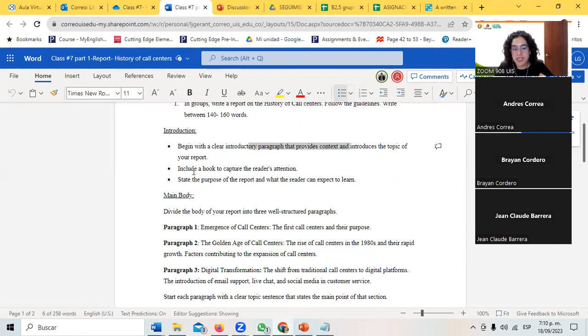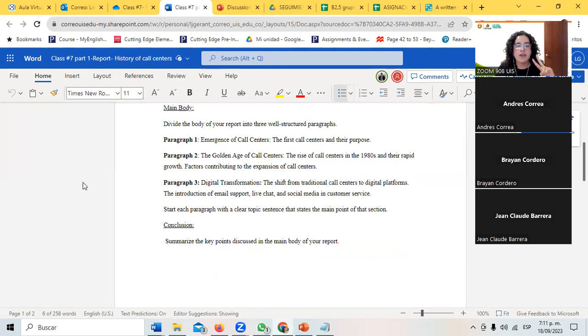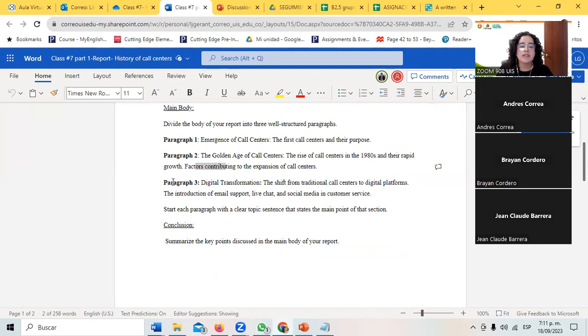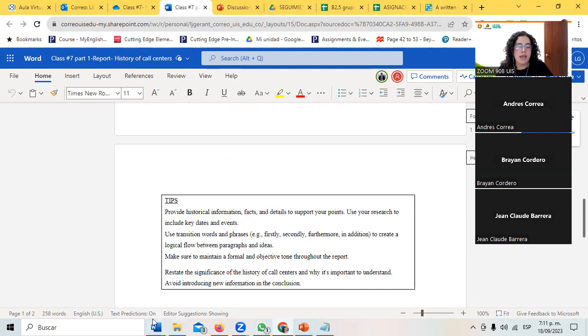Then we have the main body in 3 paragraphs, okay? The first paragraph is the emergence of call centers. So what was the first call center and their purpose? The second paragraph is the golden age. Remember the video talked about the golden age of call centers. So this was in the 1980s. Why did they grow so fast? What were the factors that contributed to the expansion of call centers? Then the digital transformation will be paragraph 3. So from traditional call centers to digital platforms. And then, of course, start each paragraph with a clear topic and add subtitles for each section. In the conclusion, you summarize the key points discussed before, okay? So those are my instructions.